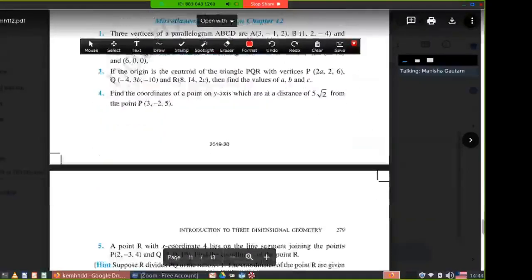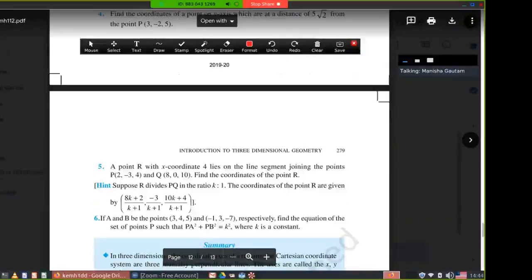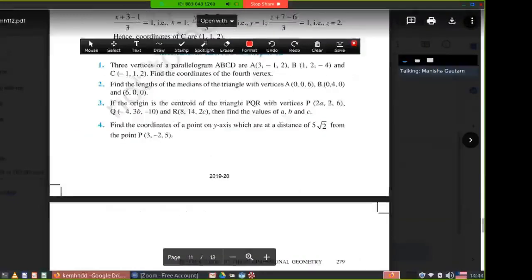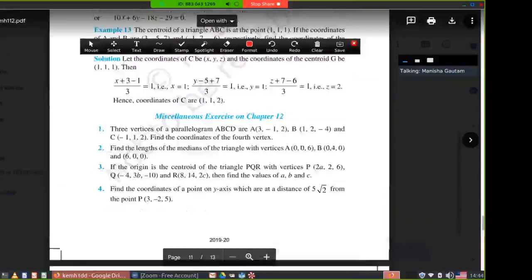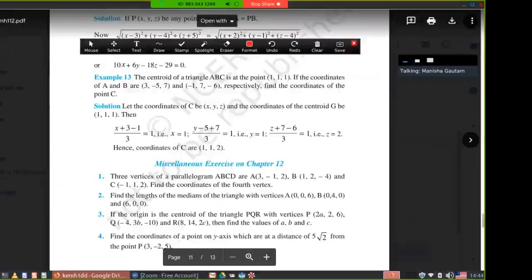Here are the questions, six questions in the miscellaneous exercise. Try these questions. I hope you can do them by using the concept of the examples. This is a very easy chapter.